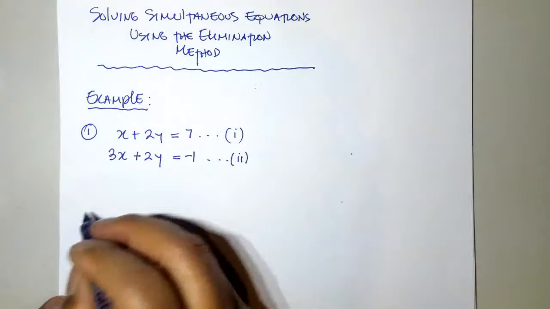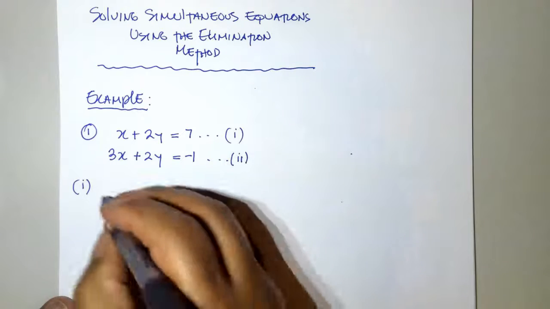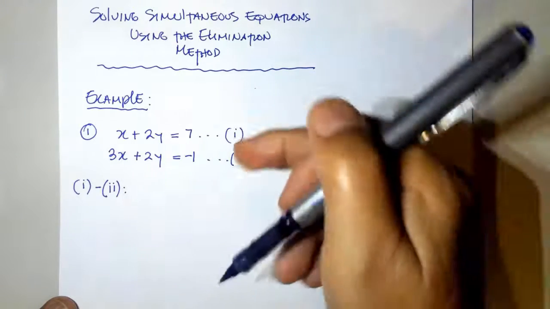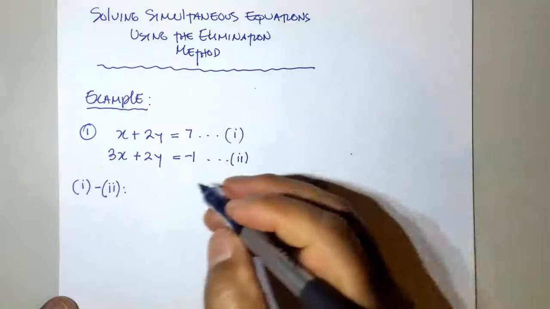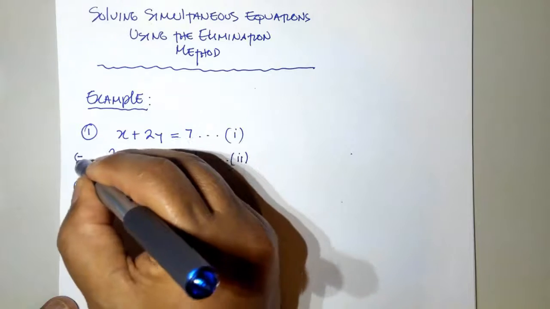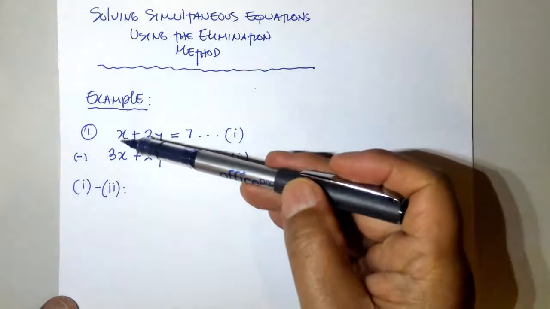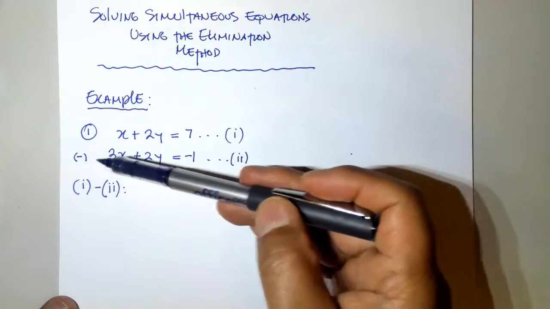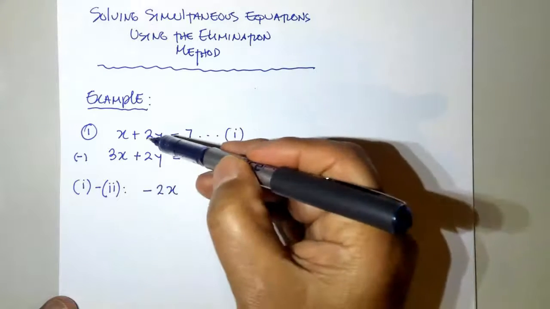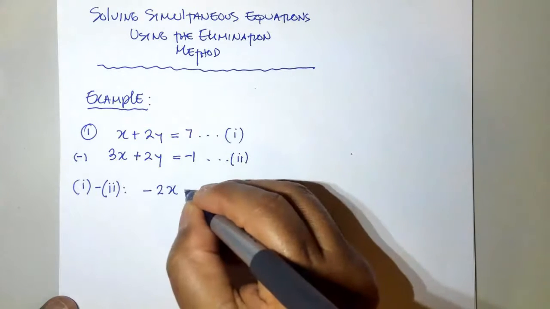So what we're going to do is subtract equation 2 from 1. So we're going to do 1 take away 2, the first equation take away the second one. I'm going to put a take away right there, just to indicate that we are going to take away this from here. So we do x minus 3x, and the answer is minus 2x. And then we have 2y minus 2y, which is 0. So we have eliminated the y.